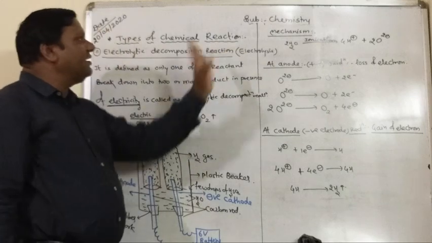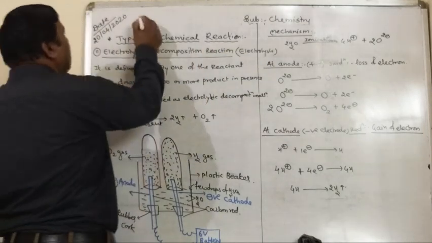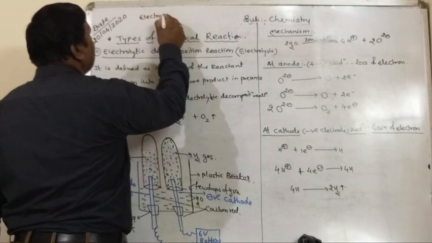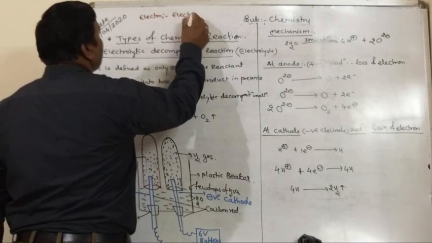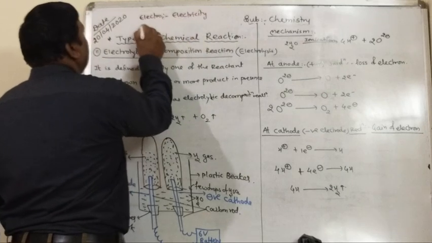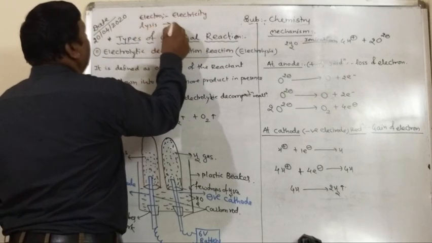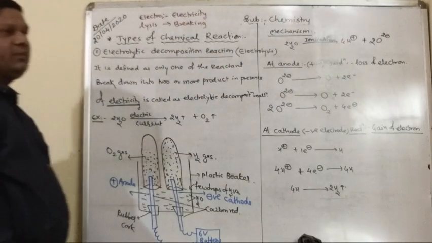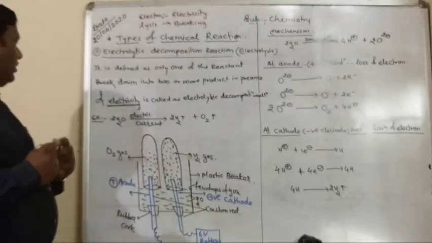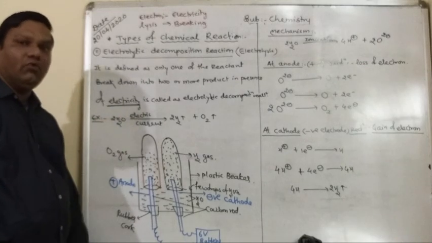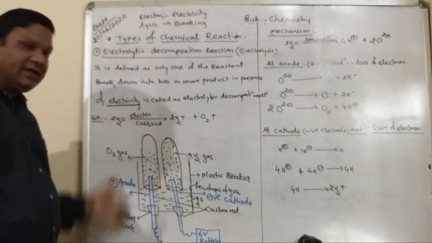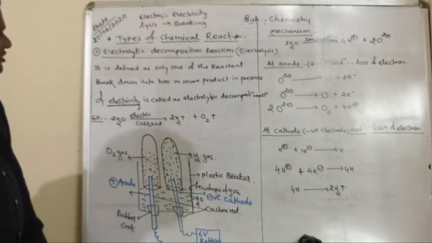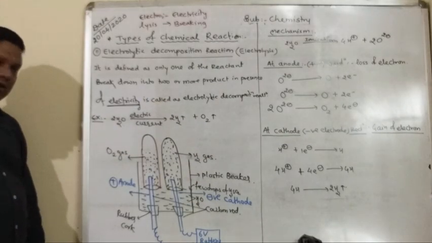It is also named electrolysis. So simply we say that electro means electric current or electricity and lysis means breaking. So this is the breakdown of a molecule in presence of electricity. Here the example is decomposition of water molecules in presence of electric current. So you will get hydrogen gas as well as oxygen gas. Any doubt? Okay.